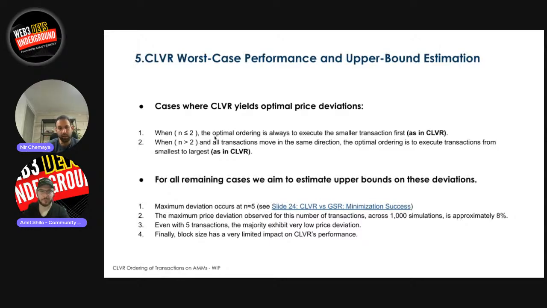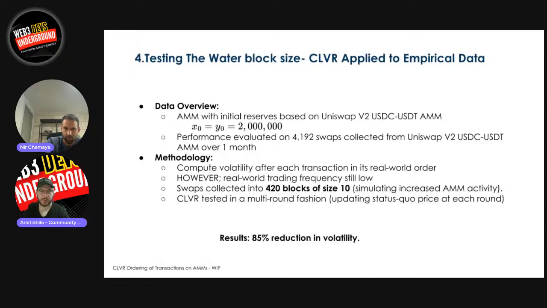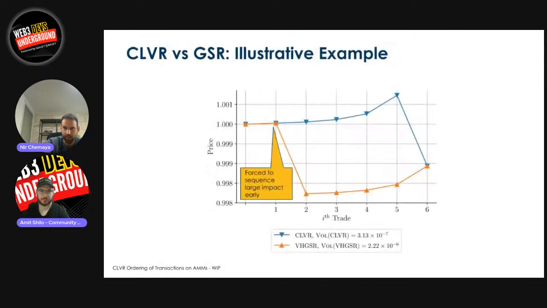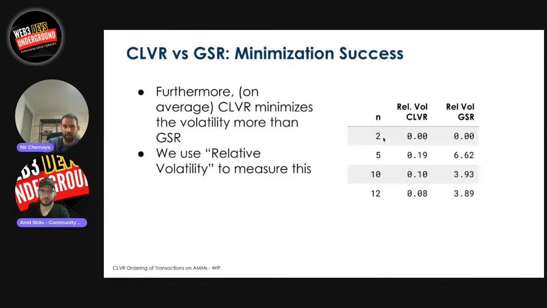So first we get some very nice but also very intuitive results, that there are cases where trivially the order of CLVR is the same as the optimal. The cases where CLVR is doing the optimal order are when the number of transactions is less than or equal to 2. So let me show you here. You can see that there are 2 transactions. CLVR gives the minimum price volatility as the optimal order.